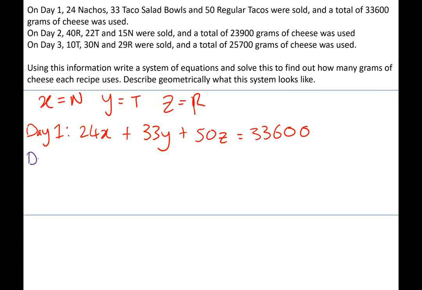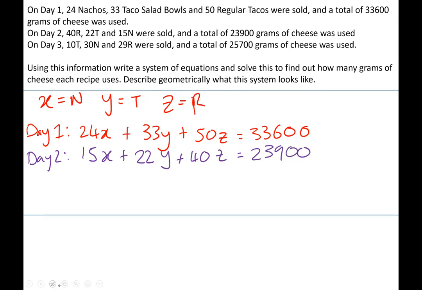Similarly for day 2, now I want to keep things in order. I still want X, Y, Z in this order. It's going to be useful for later, and you'll see soon. And it doesn't matter that they're in different orders up here. I can just rearrange them. So I'm going to put my nachos first, so it's 15X, then my taco salad bowls for 22Y, and finally 40Z, which is my regular tacos, and in that 23,900 grams of cheese was used.